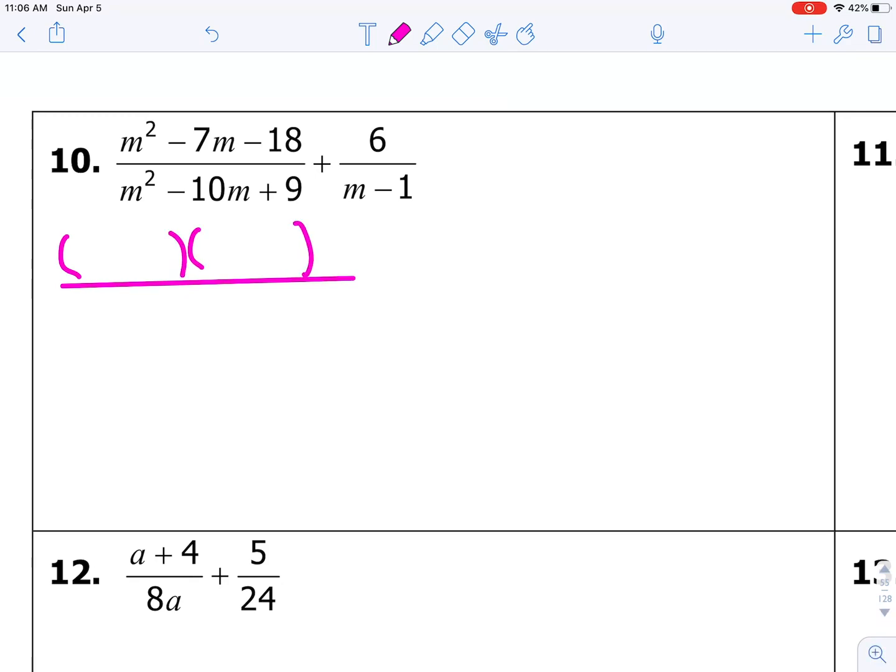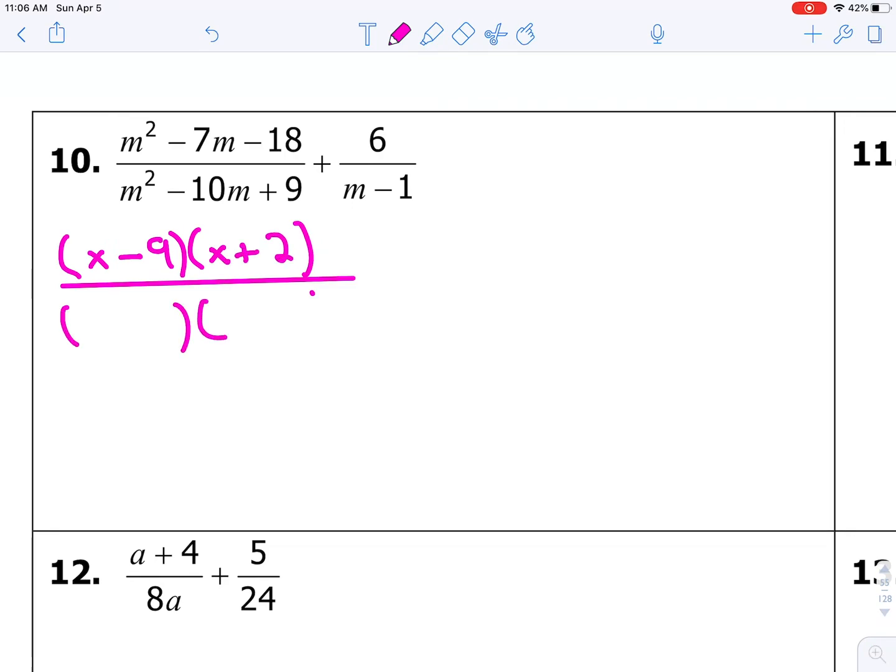into, well, what would that be? What multiplies to negative 18 and then adds to negative 7? Well, that would be, I'm going to go with x here, guys. I don't like writing the other letters. So that'll be x minus 9, x plus 2.